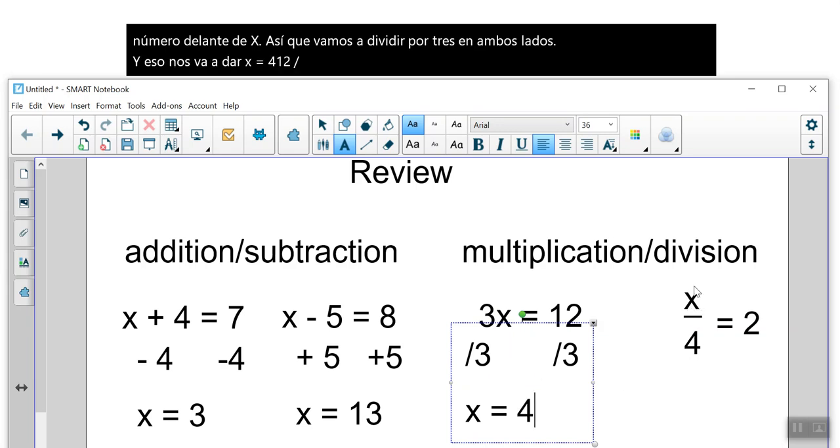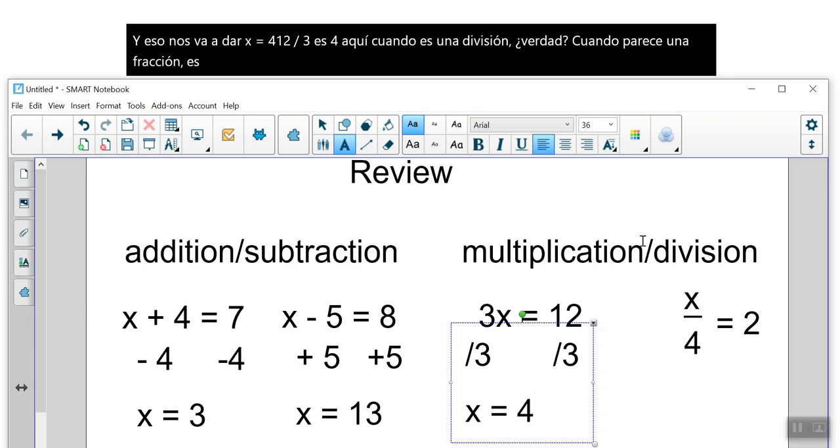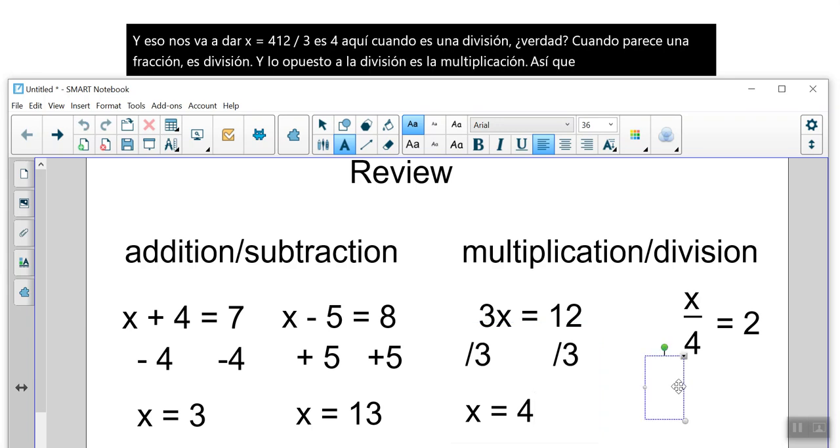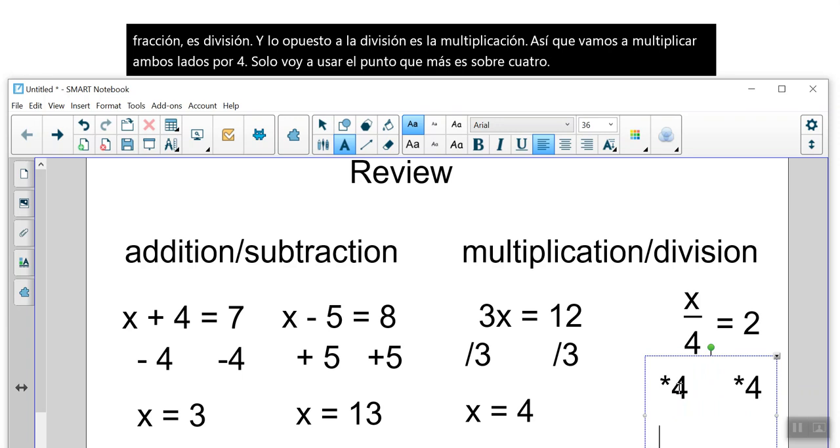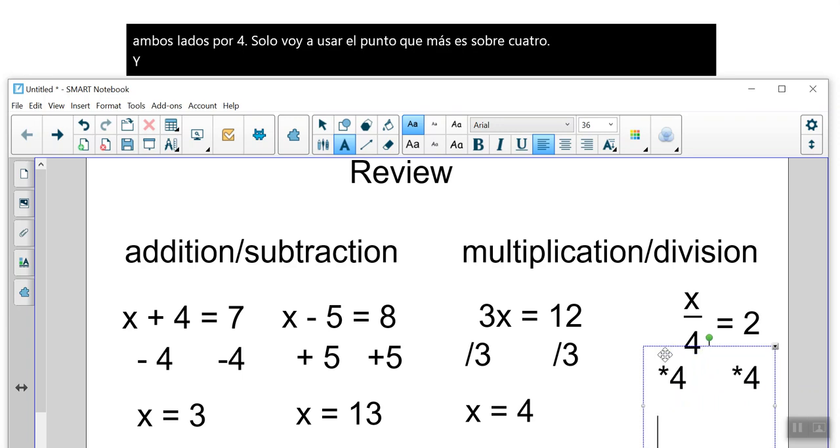Here, when it's a division, when it looks like a fraction, it's division. And the opposite of division is multiplication. So we're going to multiply both sides by 4. And that'll give us x equals 8. Again, this is a review.